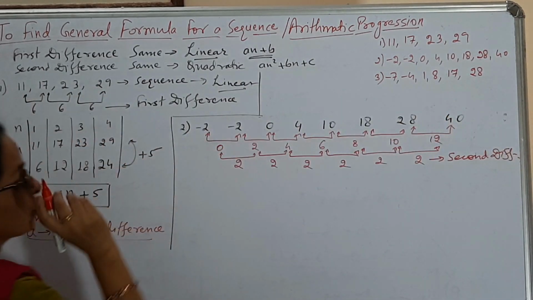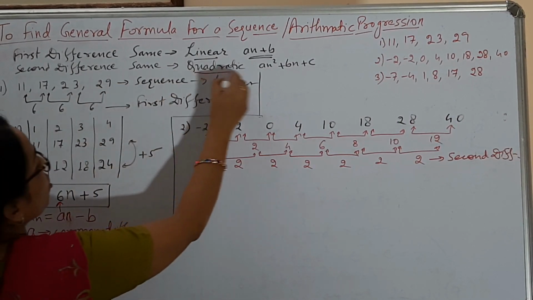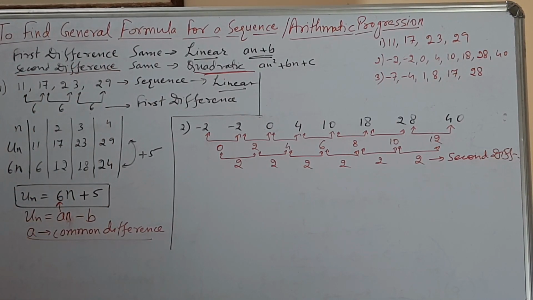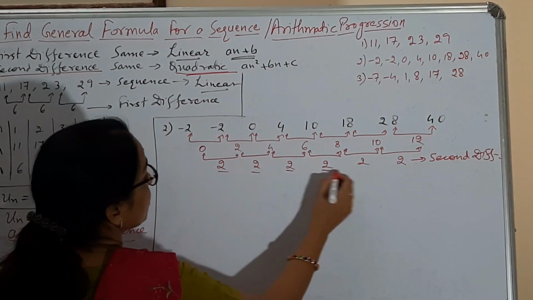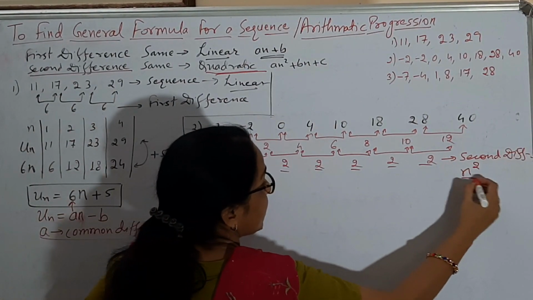So can you tell me which type of sequence this is? Yes, it is quadratic, because here the second difference is the same. Okay? So for this second difference being constant, it means that this sequence is n square type.